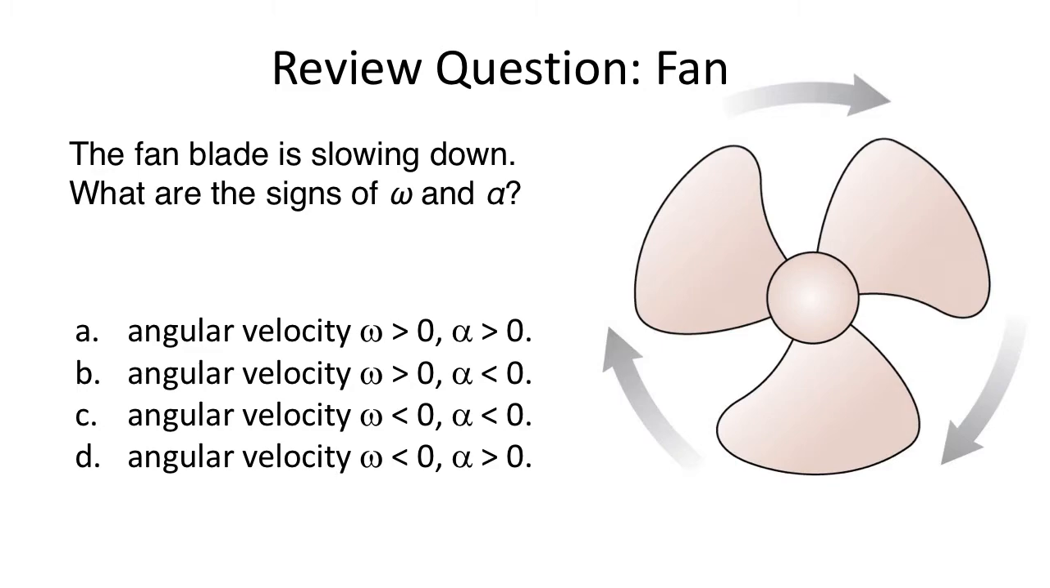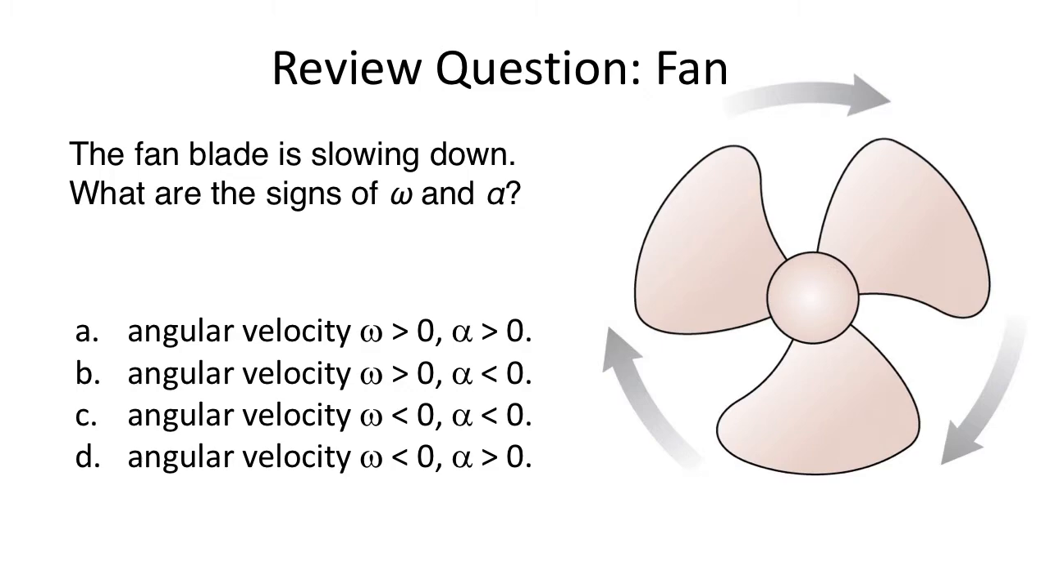Now, the second part is that it's slowing down, so you can immediately say that the acceleration has to be opposite the velocity, right? If I'm moving forward and I'm slowing down, it means the acceleration is opposite my velocity, and so that only leaves answer D that fits both of those pieces.